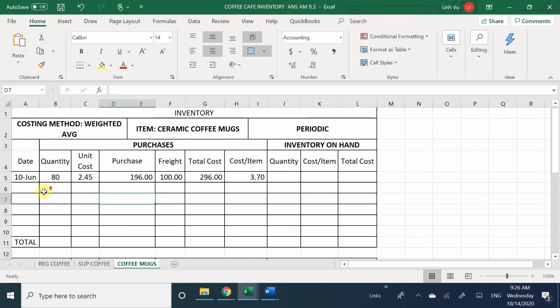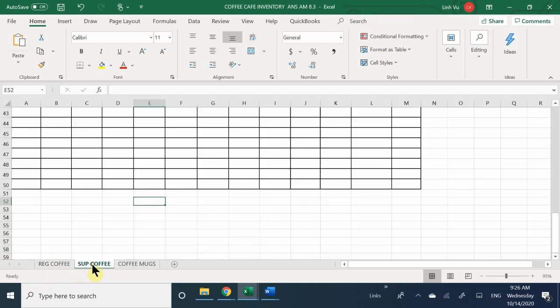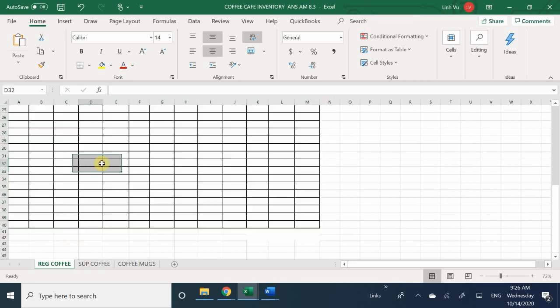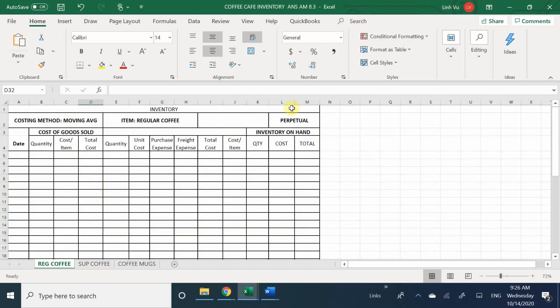Okay, we need to update our inventory worksheet. By looking at your inventory worksheet, you should have a section for regular coffee and a section for supreme coffee. With this information, I've already filled out the table for you. All you need to really know is that when you're dealing with your regular coffee, you have it costing at moving average, okay? So in this case, go ahead and fill in the information here.